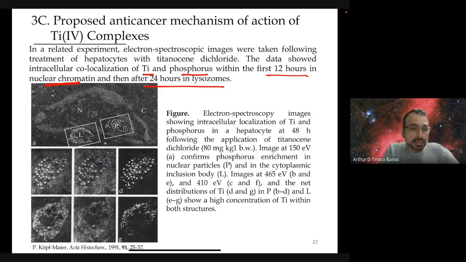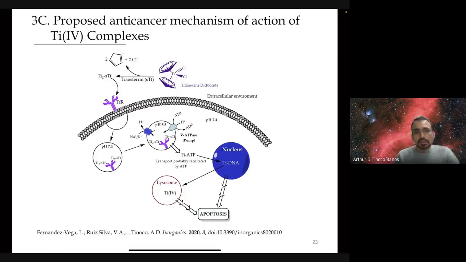So it's not entirely clear what is the source of that interaction between titanium and phosphorus in both locations. However, one can speculate that that co-localization, at least within the nuclear environment, could be due to titanium adducts with DNA, and perhaps the co-localization within the lysosomes could be due to titanium interacting with phosphoproteins. So this is generally understood to be the mechanism of action of titanocene dichloride.